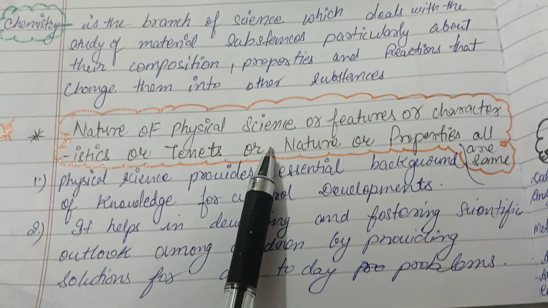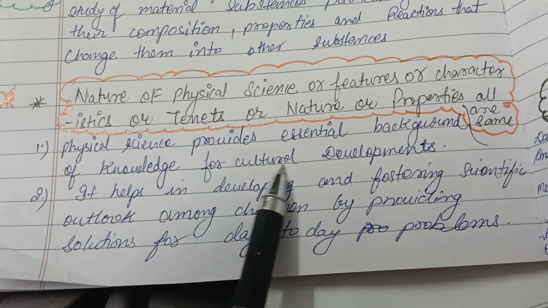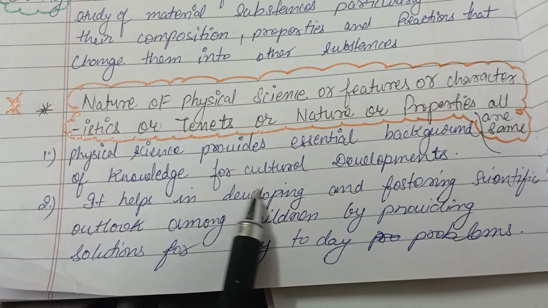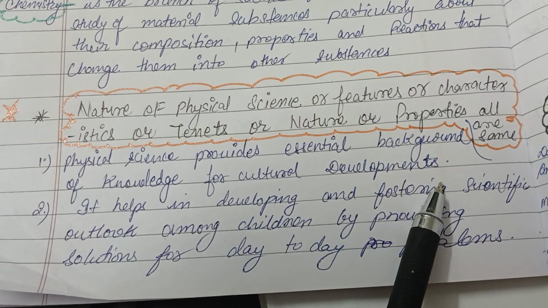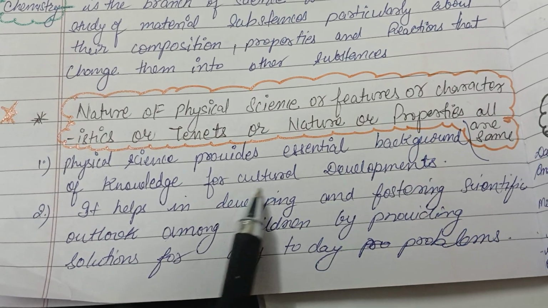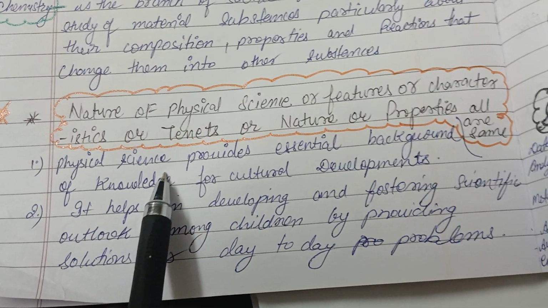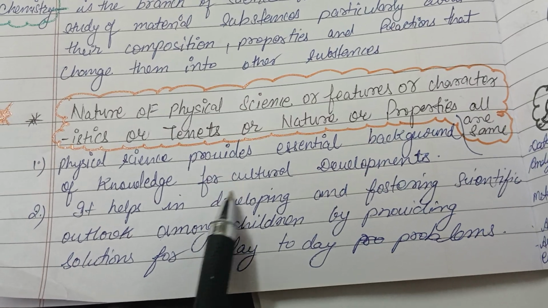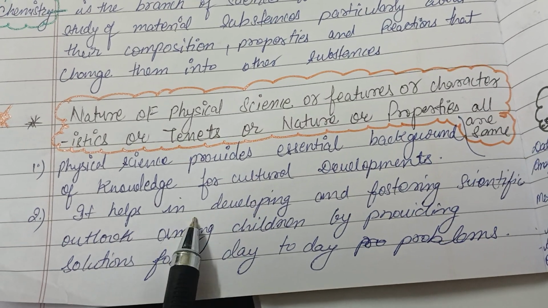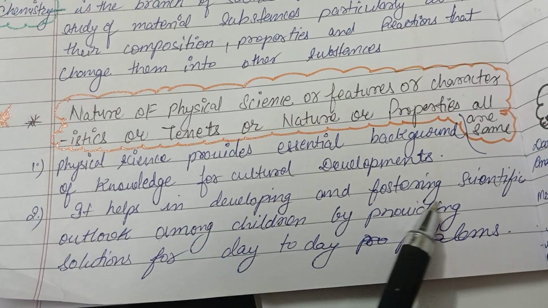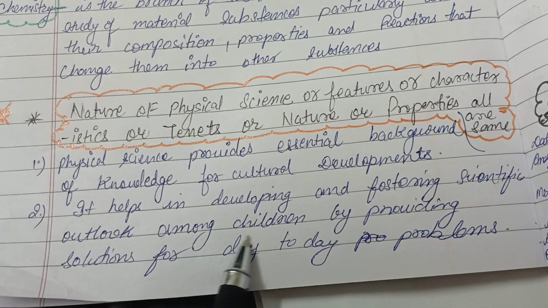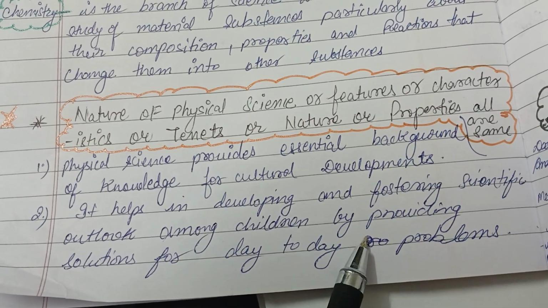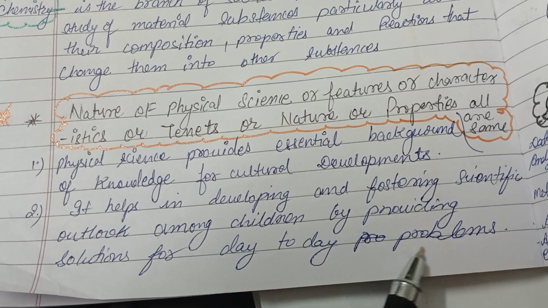Now, what is the nature of physical science? Physical science provides the essential background of knowledge for cultural development. It provides background knowledge like knowledge about science, force, gravity, etc. It helps in developing and fostering a scientific outlook among children by providing solutions for day-to-day problems.